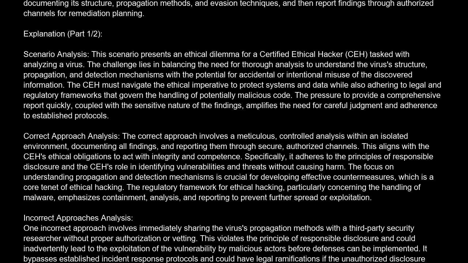Incorrect approaches analysis. One incorrect approach involves immediately sharing the virus's propagation methods with a third-party security researcher without proper authorization or vetting. This violates the principle of responsible disclosure and could inadvertently lead to the exploitation of the vulnerability by malicious actors before defenses can be implemented. It bypasses established incident response protocols and could have legal ramifications if the unauthorized disclosure leads to a breach.